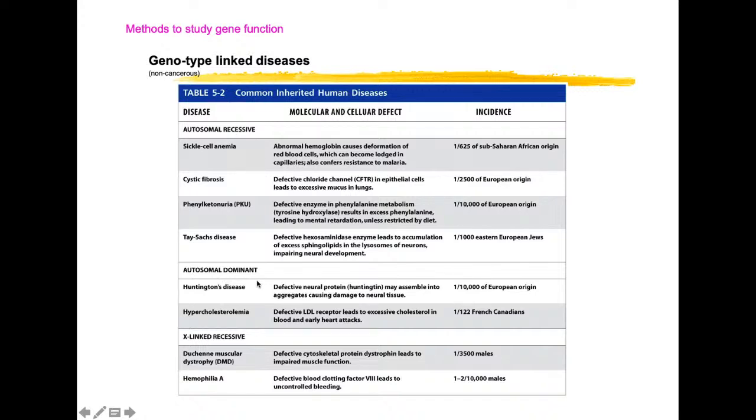This is autosomal dominant: Huntington disease and hypercholesterolemia, and X-linked, your sex-linked genes, DMD and hemophilia. I will not go into detail about the cellular effects. I just want to say that these are non-cancerous diseases, and they are based on the chromosome level: dominant and recessive and sex-linked chromosomes.